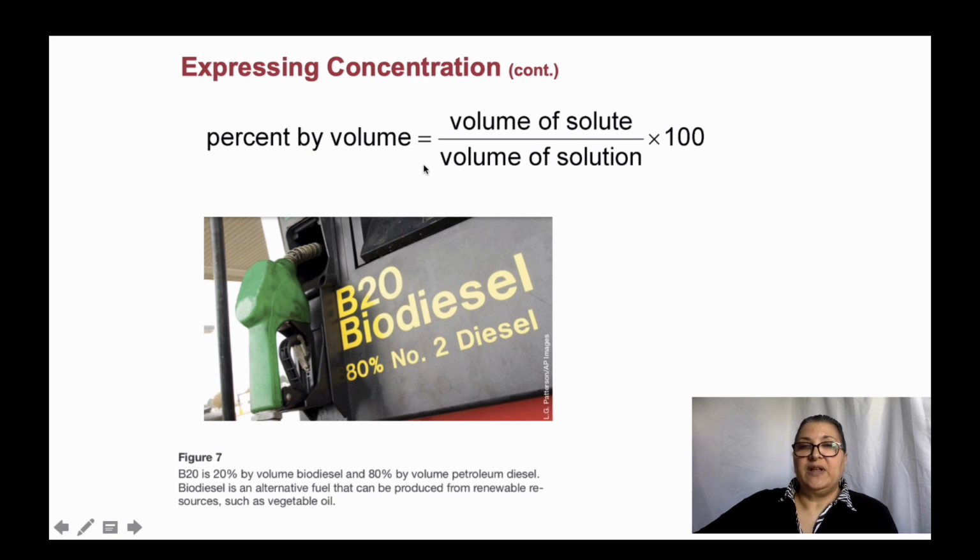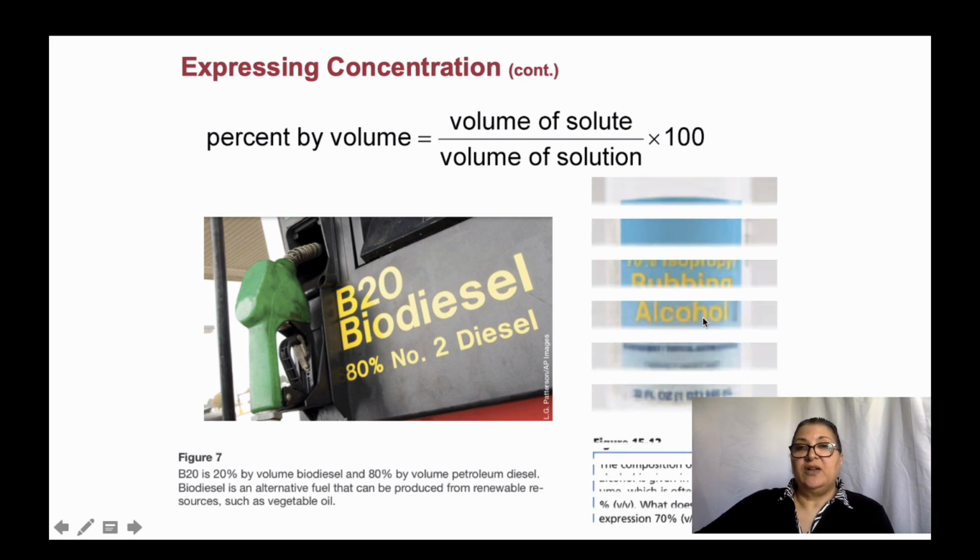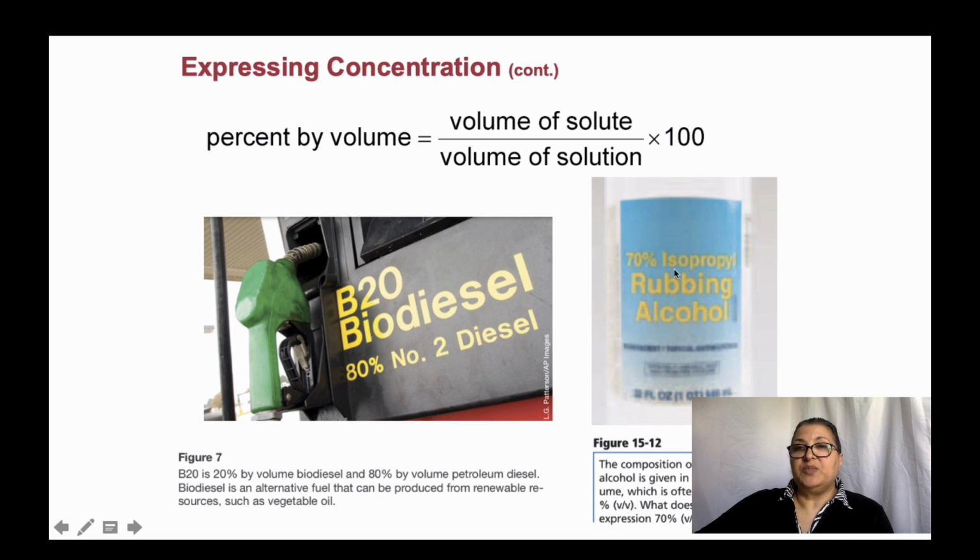Some examples of percent by volume: diesel is 80% diesel, so 20% by volume of something else. Also, isopropyl alcohol is 70% by volume.